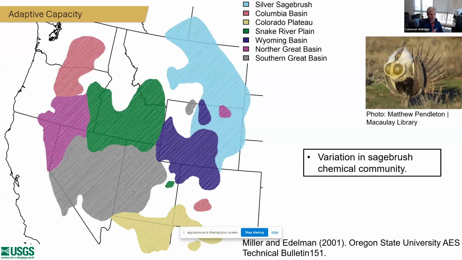There are distinct compositions of sagebrush and shrub communities and subspecies, and they vary in their concentrations of different chemicals and those toxins that are used to deter or defend off herbivores. This really raises the question about local adaptation for sage grouse, particularly for things like winter diet and the relative ability of these different populations to deal with those different toxins.